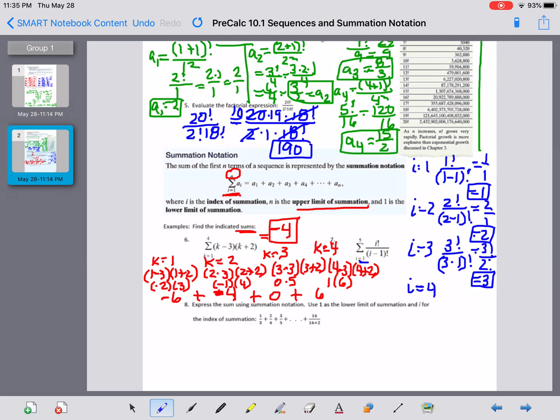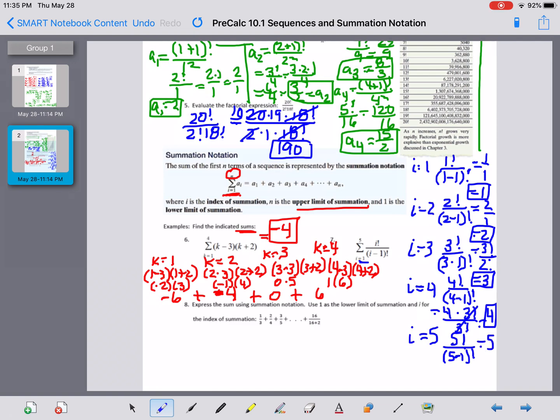Then I get 4 factorial over 4 minus 1 factorial. So that's the same as 4 factorial over 3 factorial, which remember is the same as 4 times 3 factorial over 3 factorial, which means that I can just cancel and get 4. And finally, my fifth one is going to be 5 factorial over 5 minus 1 factorial, which is 5 factorial over 4 factorial, which means my 4 factorials cancel, and I'm just left with 5.